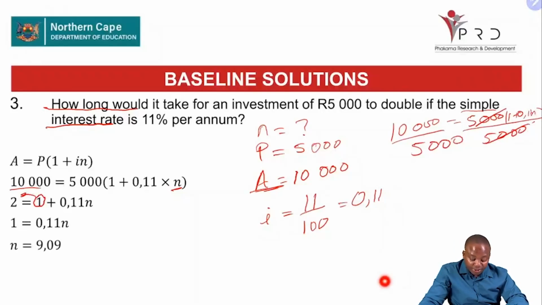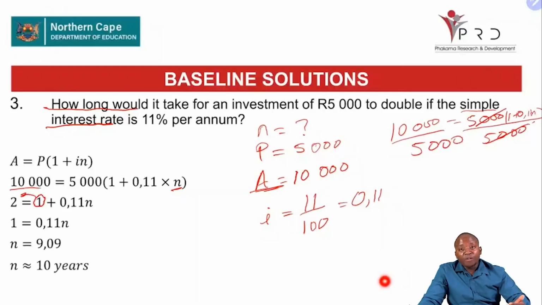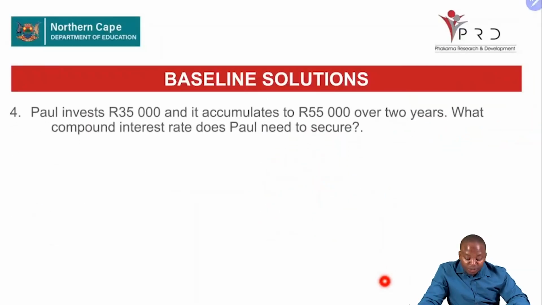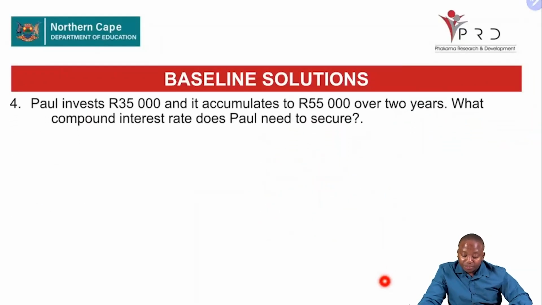9,09 years. However, remember, it won't take 9,09, so we need to round off our n to the nearest whole number. When we round it off, it will take approximately 10 years for this investment to double. Right? Let's move on to the last question. So our last question, let's see.